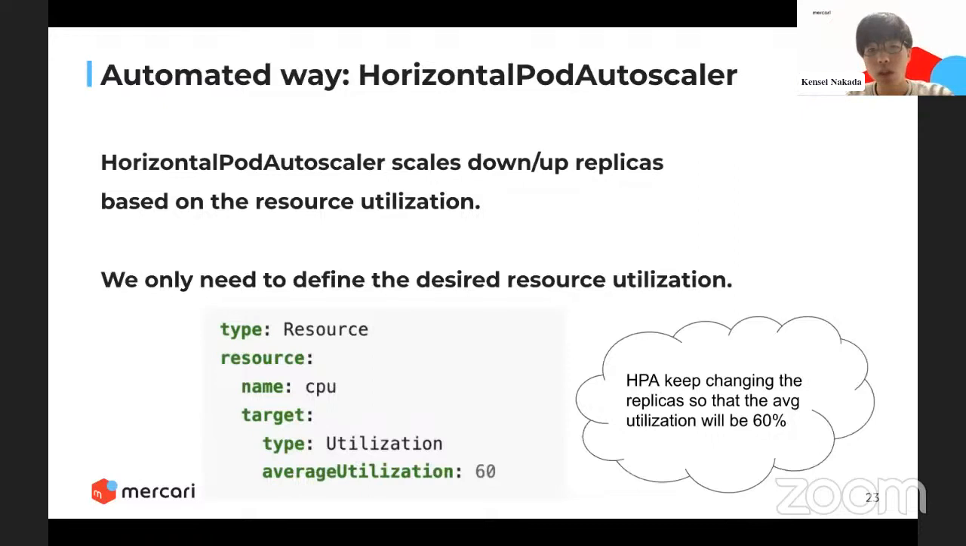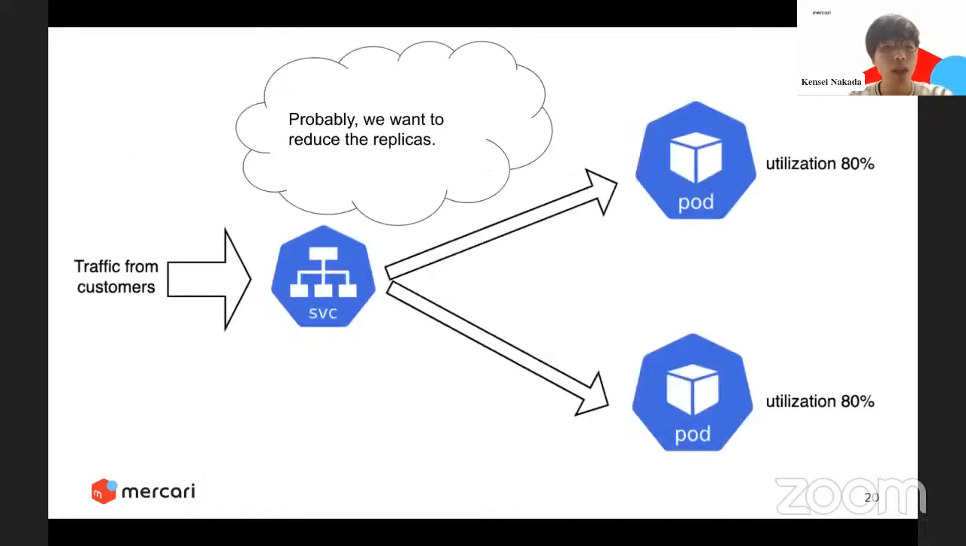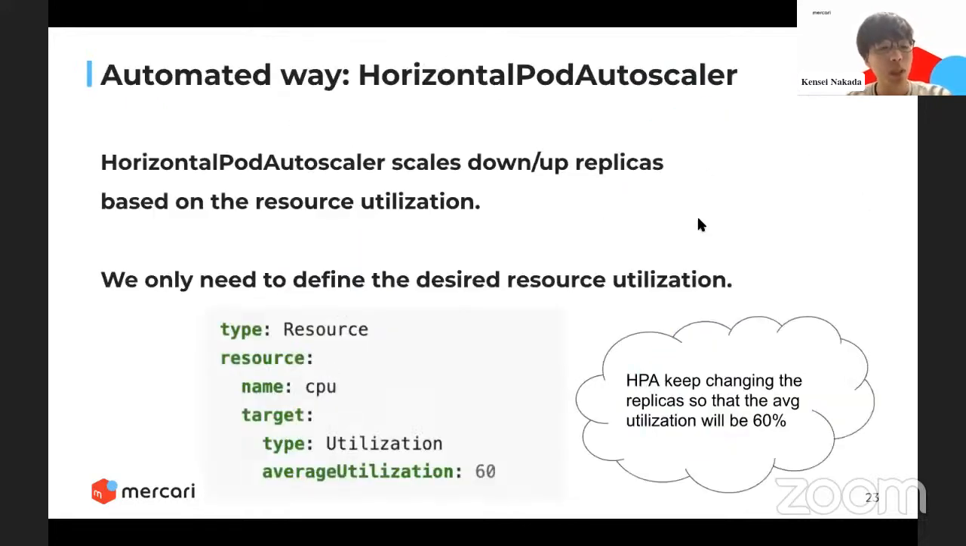So it scales down or up replicas based on the resource utilization like this. So we only need to define the desired resource utilization on HPA. So let's say like this, HPA will keep changing the number of replicas so that the average utilization will be 60% in this case.